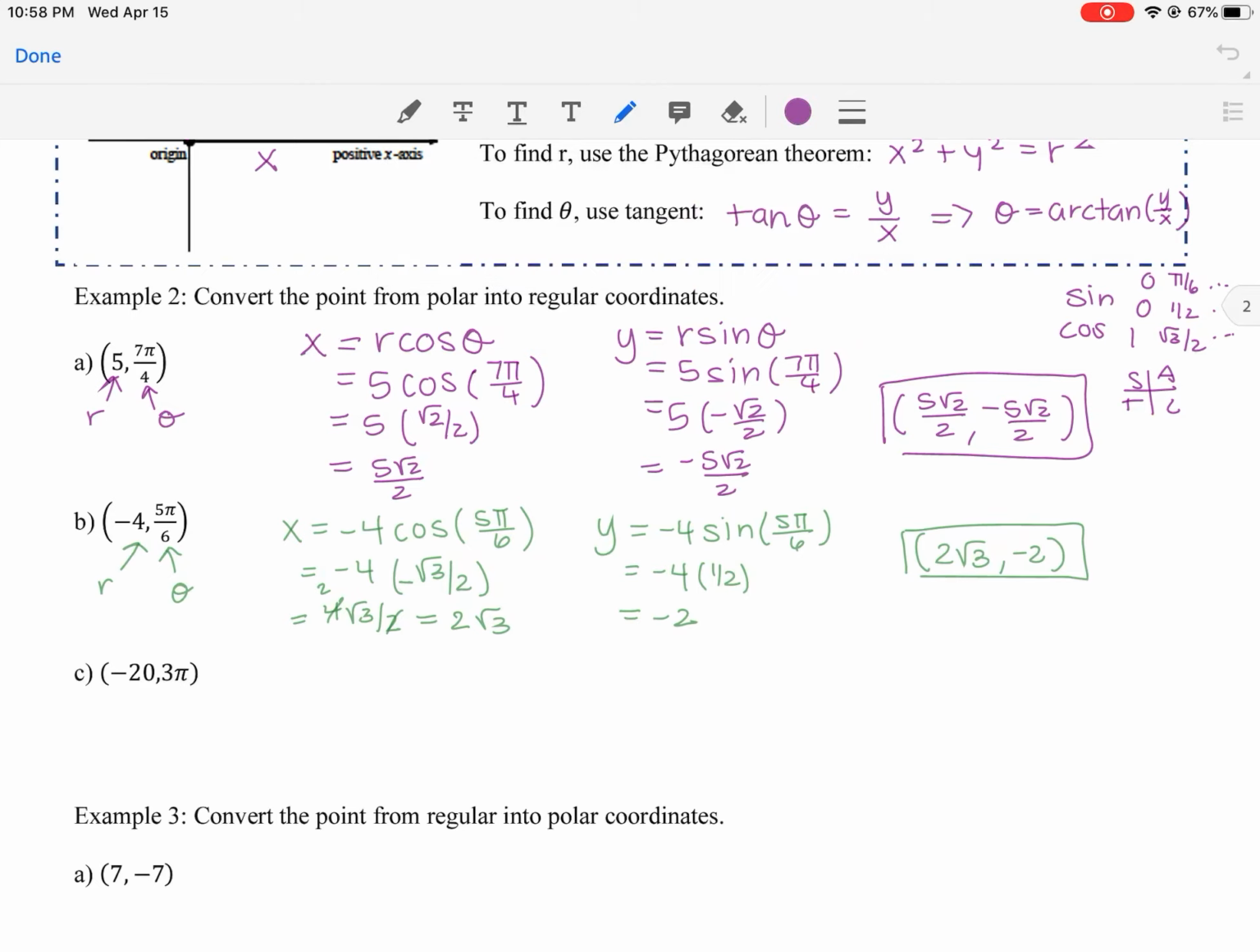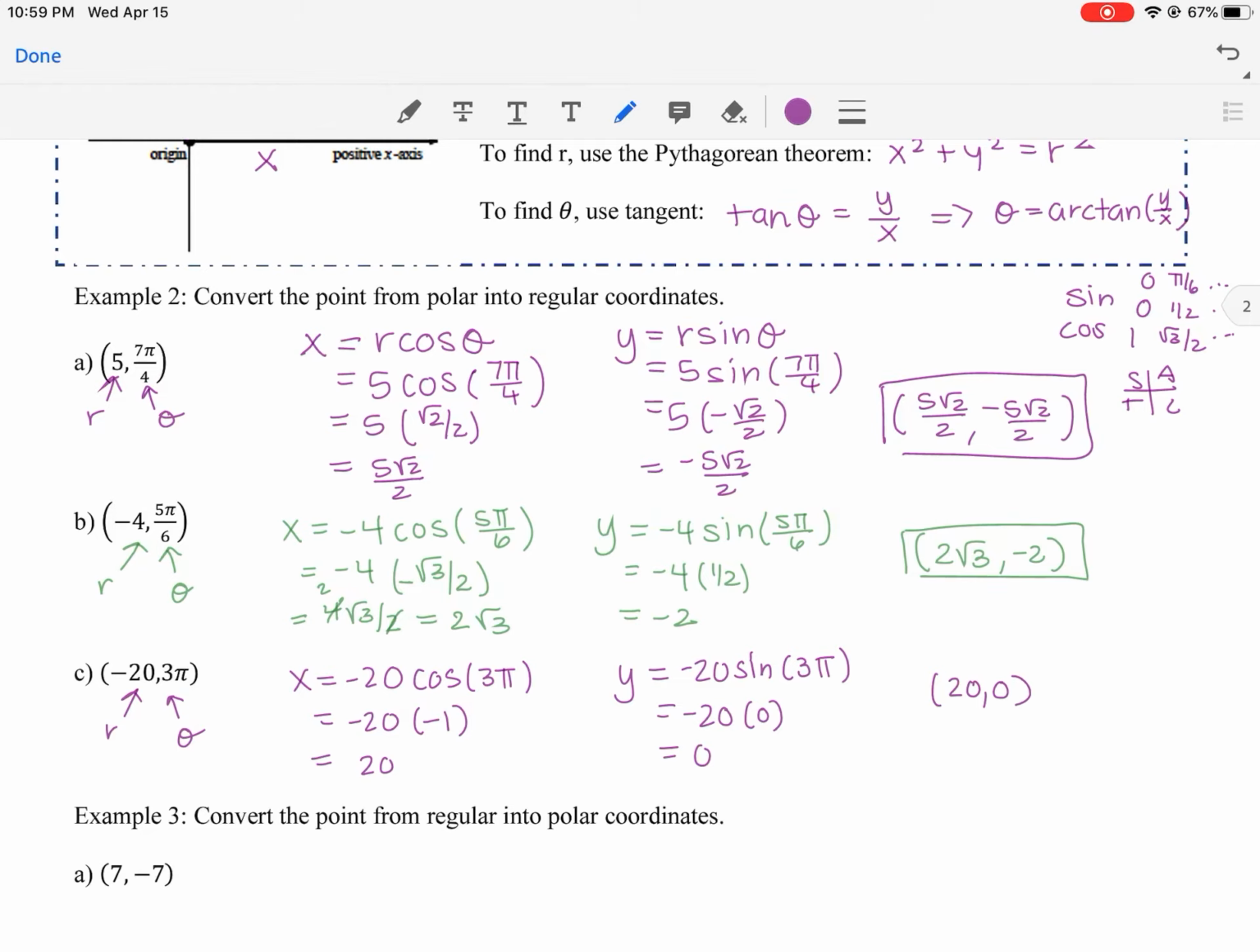Okay, on the next one, same idea. Your r is negative 20 and your theta is 3 pi. So x equals negative 20 cosine of 3 pi. Cosine at 3 pi is equivalent to negative 1, so we get a positive 20. y equals negative 20 sine of 3 pi, and sine at 3 pi is 0. So we get 0. So this is the point 20, 0.